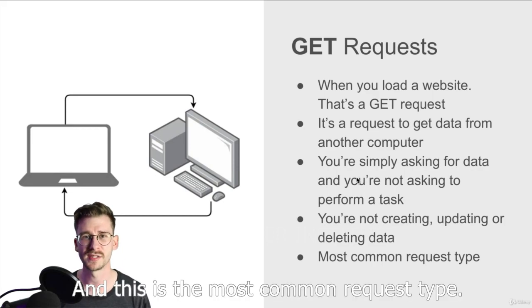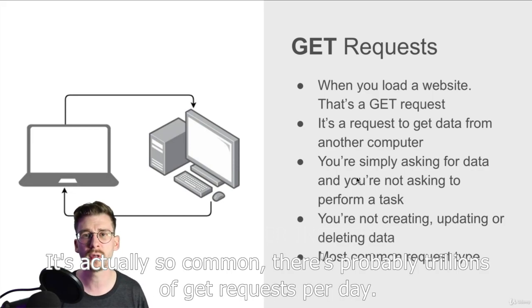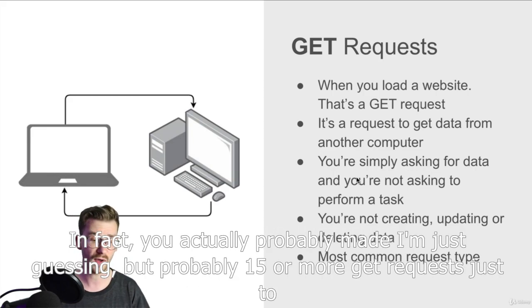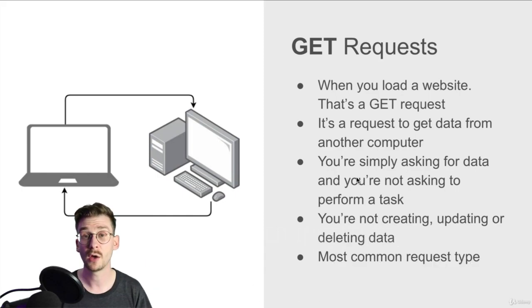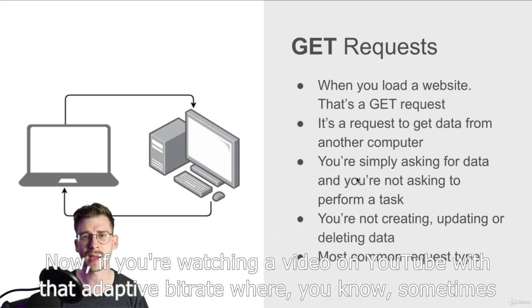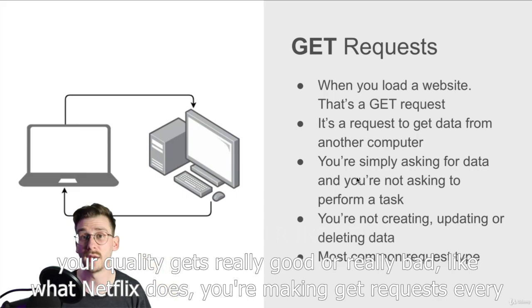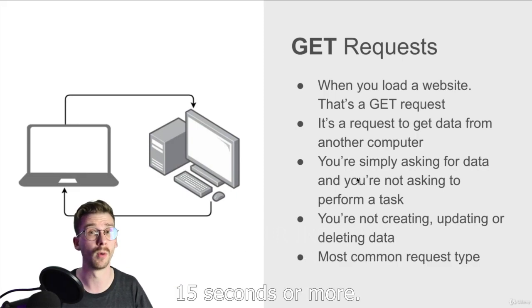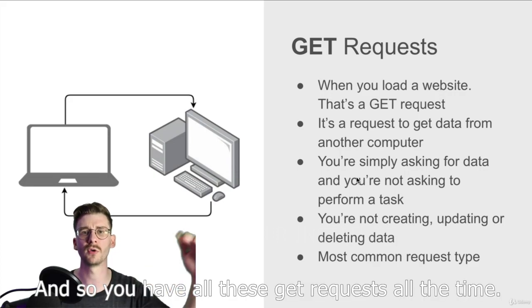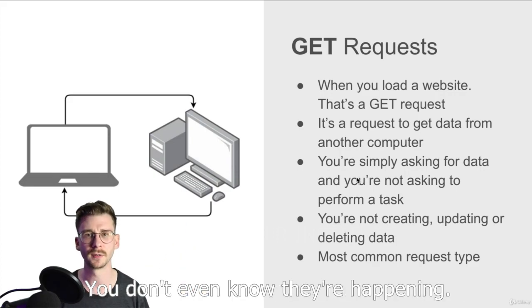And this is the most common request type. It's actually so common there's probably trillions of GET requests per day. In fact, you actually probably made, I'm just guessing, but probably 15 or more GET requests just to watch this video. Now, if you're watching a video on YouTube with that adaptive bitrate where, you know, sometimes your quality gets really good or really bad, like what Netflix does, you're making GET requests every 15 seconds or more. And so you have all these GET requests all the time. You don't even know they're happening.